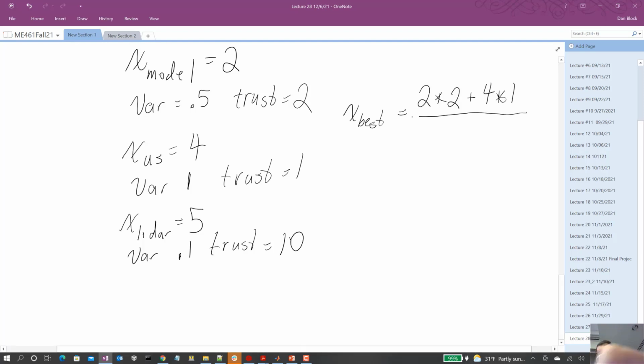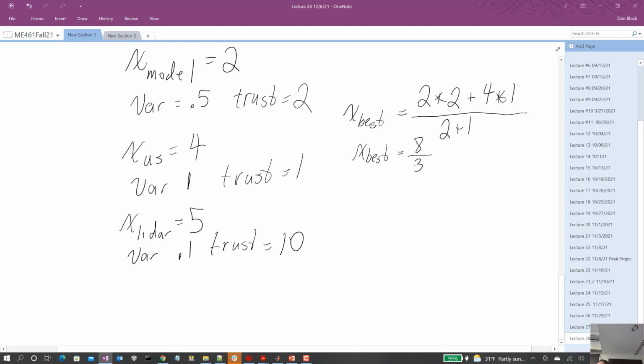And then what would we divide that guy by? That summation. So a weighted average, right? You would take the sum of the trusts, right? So 2 plus 1. Does that make some sense a little bit? Okay. So if we do that, we get our X best equal to 8/3.